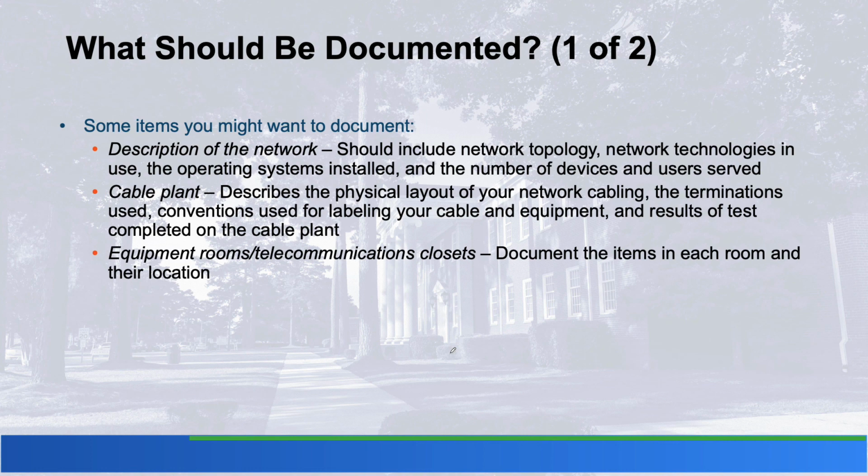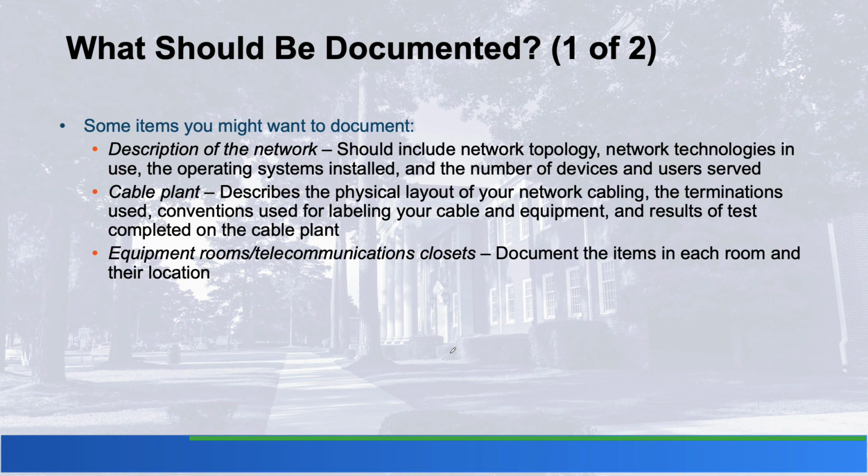We want to have the cable plant documented, so the physical layout of the cabling, what types of terminators or end connectors we used. When we create a labeling for our cables, what conventions are we using? So typically when we lay cables, we put tags on them so that we know where the other end of the cable is connected. So we'll have a convention or a scheme that we use to label our cable and equipment. And then as well as results of any tests that we performed on the cabling.